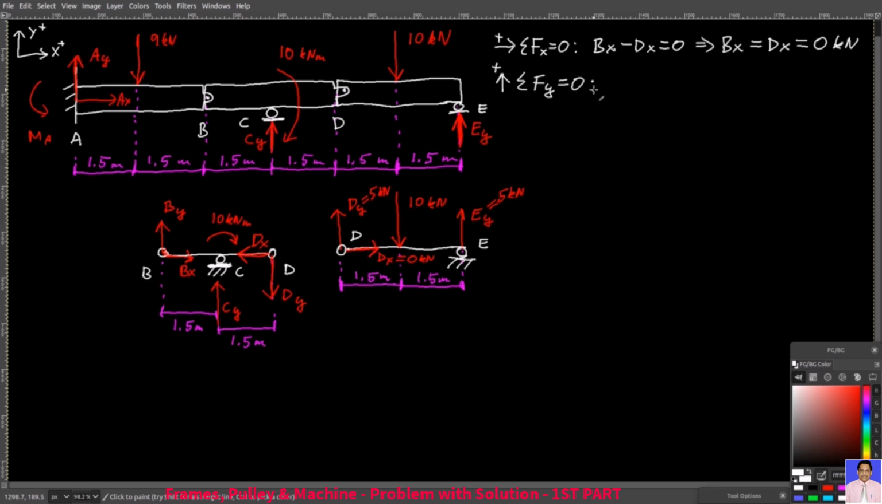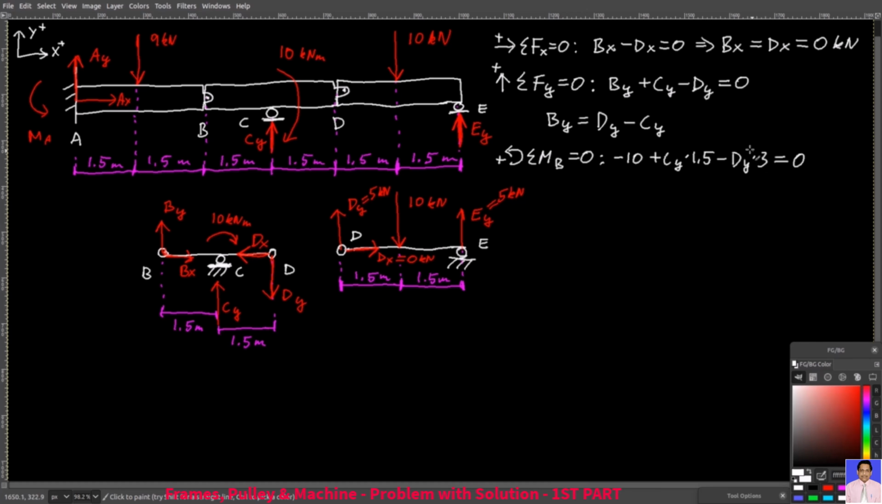Then the forces in the y direction must give you this equation, so By equals Dy minus Cy. And then let's take the moments about point B. That will be your equation. You know that your Dy is 5 kilonewtons, so you have 3 times 5 plus 10. That gives you 25. Then Cy equals 25 over 1.5, that's approximately 16.7 kilonewtons.